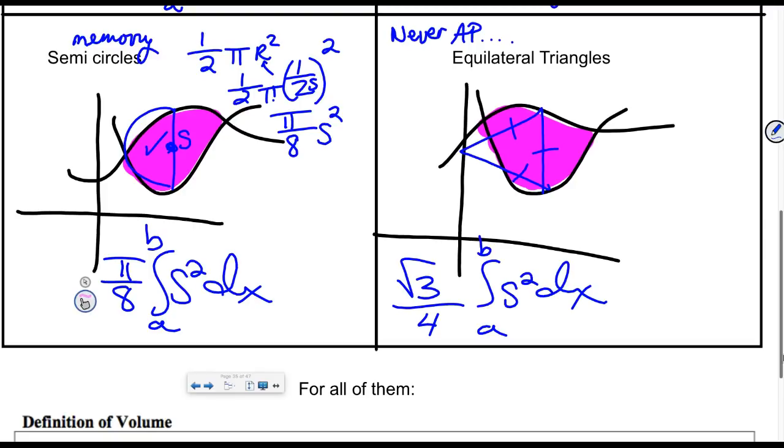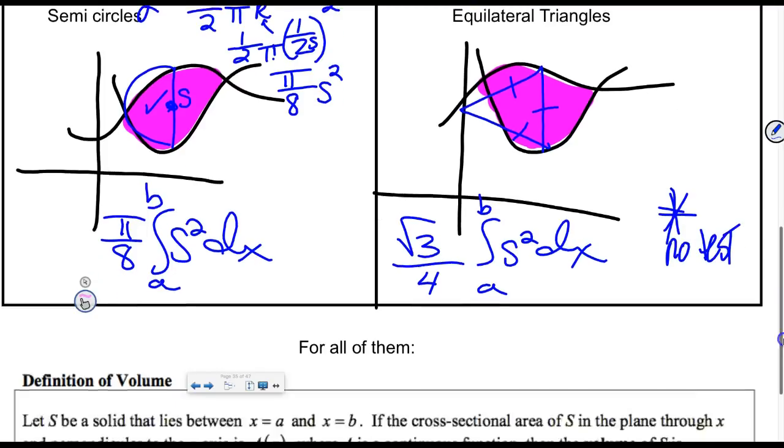You won't see this one outside of the worksheet. I won't put that one on the test. No test. The other ones are fair game.